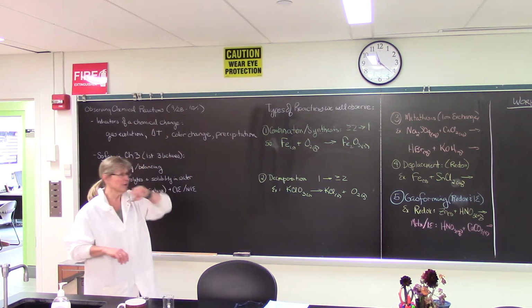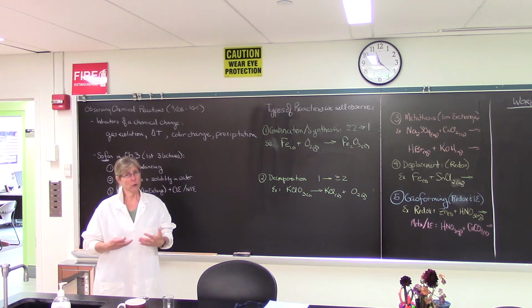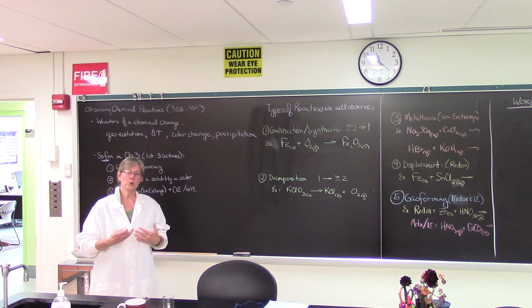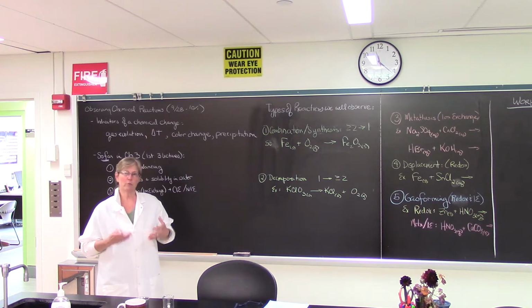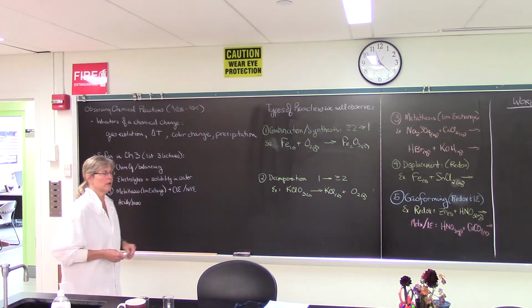Now, precipitation you can frequently see by your solution going from clear to cloudy. It's not going to just plop, sit there in the bottom of the test tube unless you centrifuge it. It's going to become cloudy like colored milk.